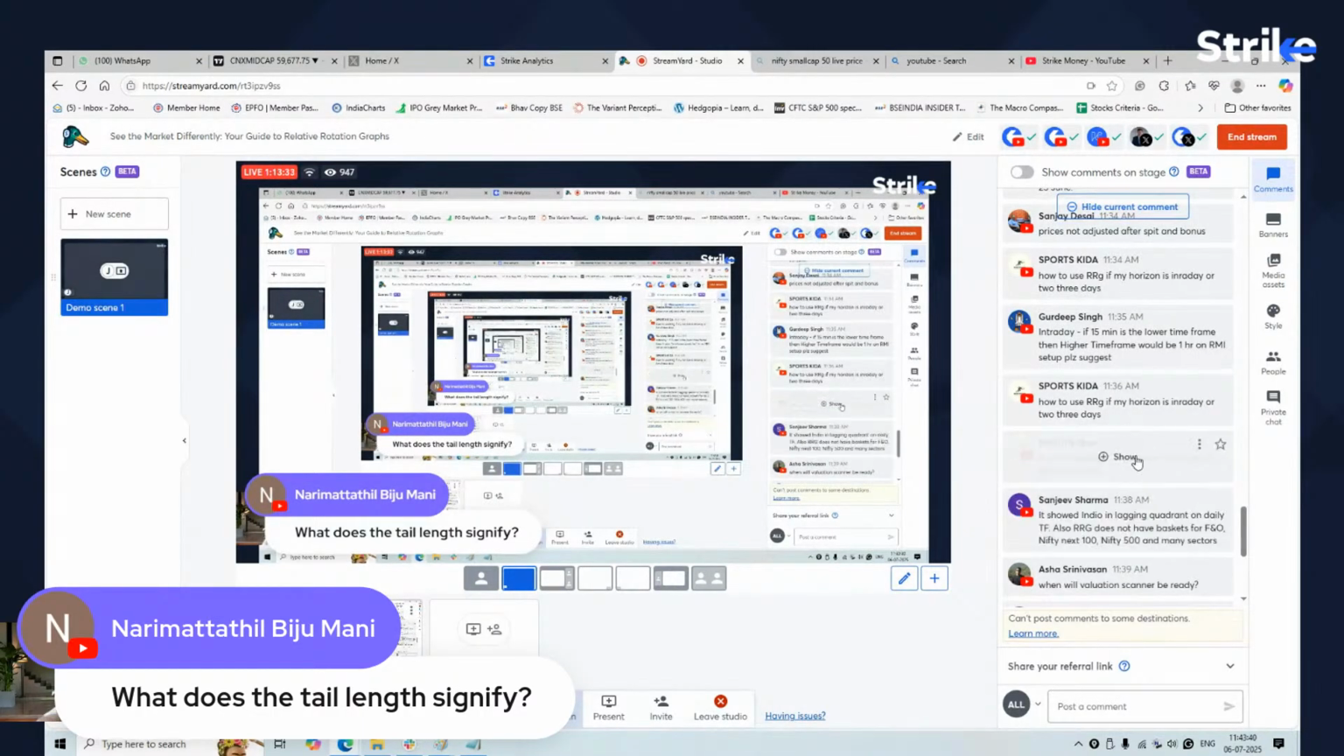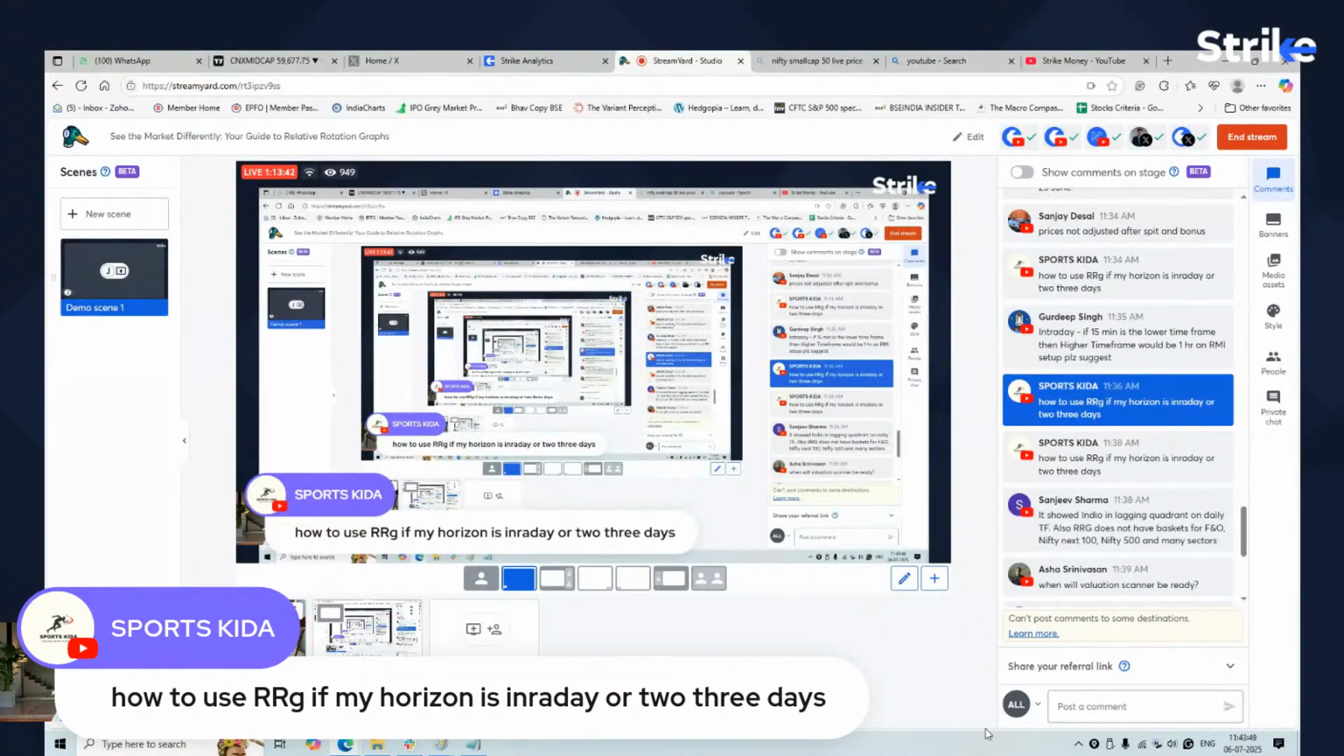How to use RRG if my time horizon is intraday? Intraday it won't help you, honestly. But a combination of hourly and daily will help you to find setups, say from 2-3 days to 1 week. For that, a combination of hourly and daily will work. But if you want to do intraday, then RRG won't help.